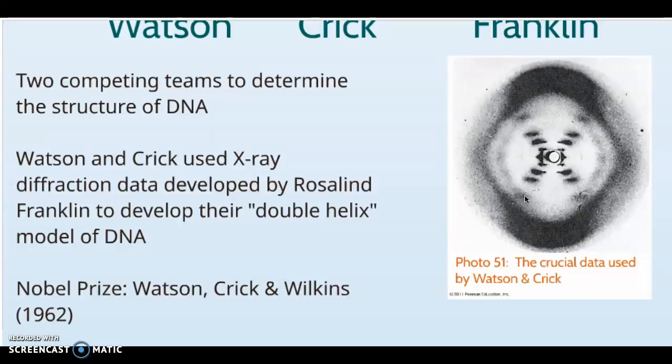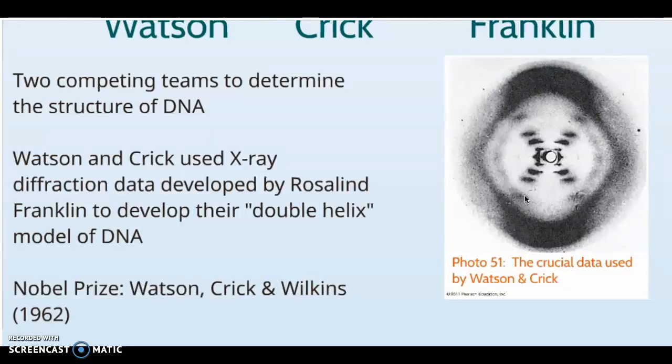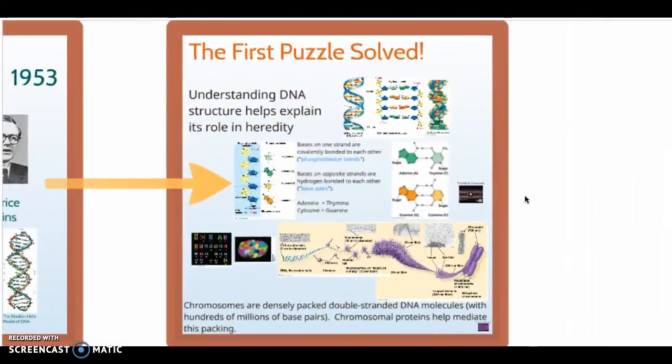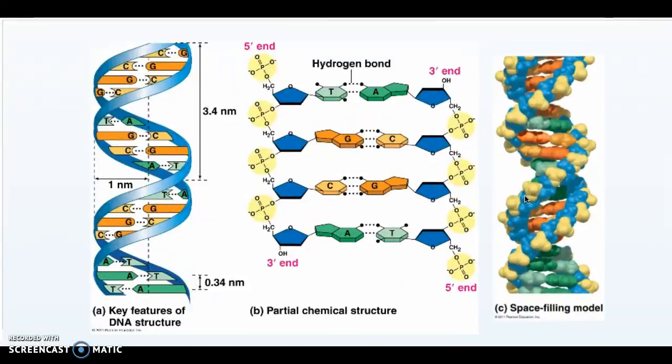Franklin took the photograph, she shared it with Watson and Crick, and they were the ones who actually came around and published the double helix, and later on received the Nobel Prize for that. So here's the model of the double helix as we know it today. So the puzzle of DNA was solved. We understand how it was structured. It was made out of those nucleic acids, how those nucleic acids came together, and then ultimately how they wound around each other to create the double helix.